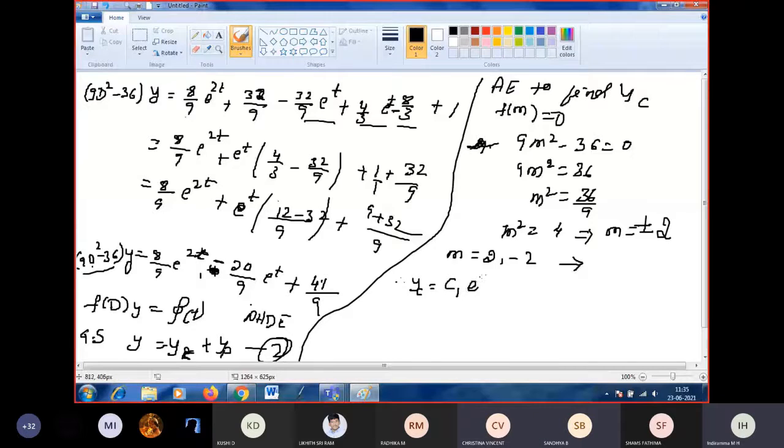yc equals c1 e to the power 2t plus c2 e to the power minus 2t. Yes, right. So this is our yc, the important thing. Correct? Did you clear yc?